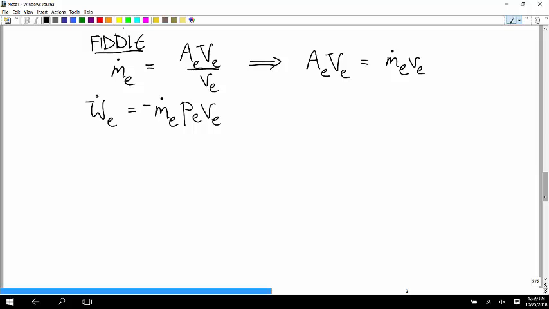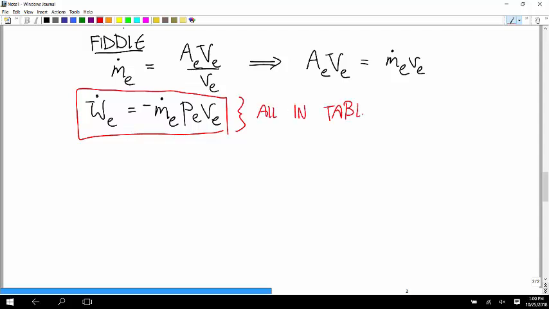Okay, so now let's put all of this together. This equation gets sort of long. Again, this is all stuff that you can get out of the table. Well, not the mass flow rate.